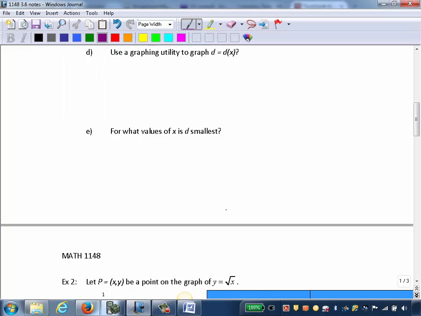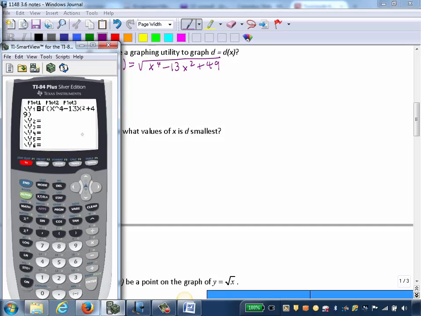Part D. Use a graphing utility to graph d equals d of x. So recall our function from above is d of x equals the square root of x to the fourth minus 13x squared plus 49. So I'm going to enter y equals square root of x to the fourth minus 13x squared plus 49 into the graphing calculator.